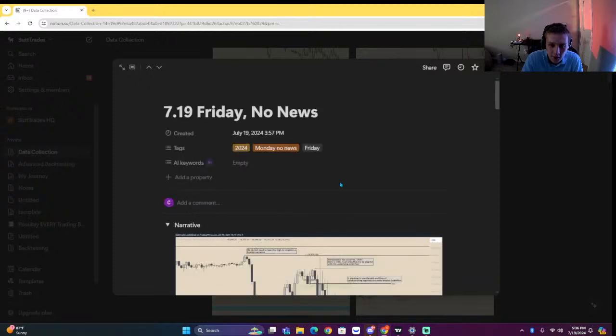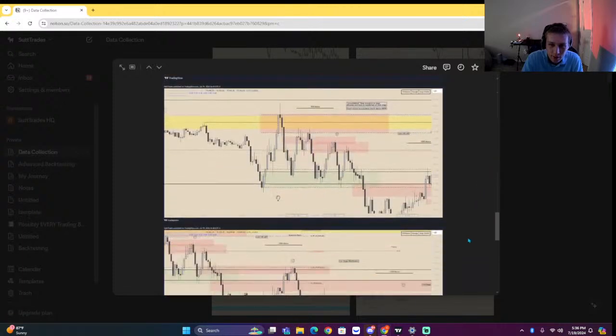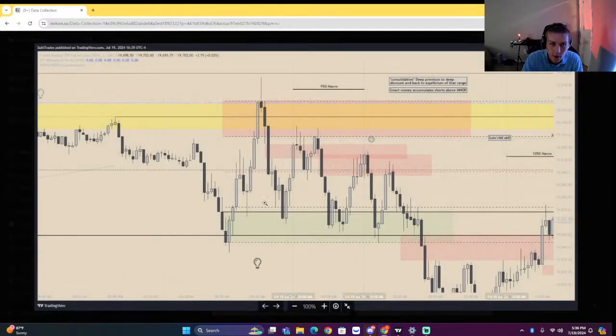Dang, I keep on exiting out. My bad. Here we have 950 macro on ES, or on NQ, my bad. We've taken buy side liquidity. We then have a market structure shift here, pull back, imbalance right there.